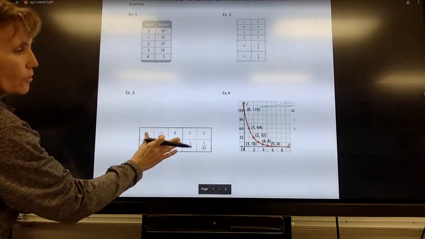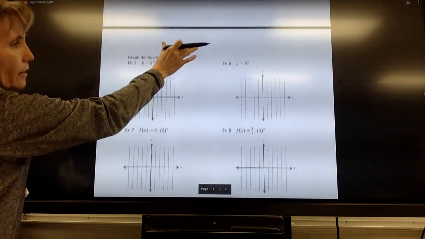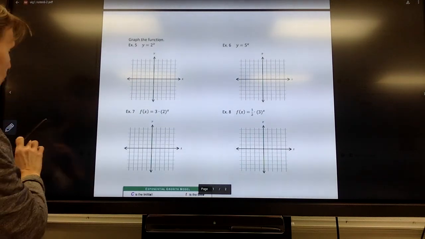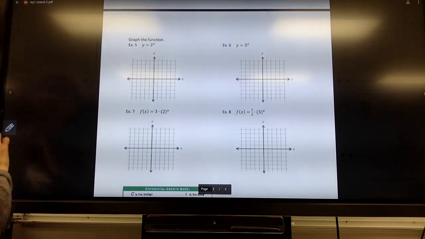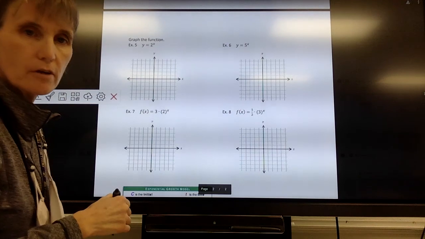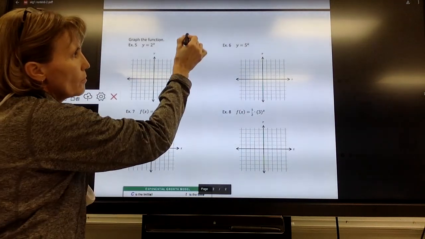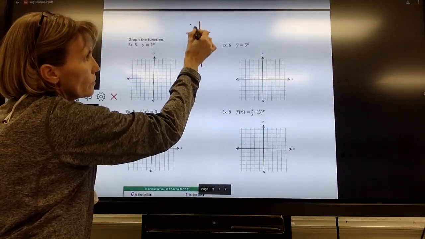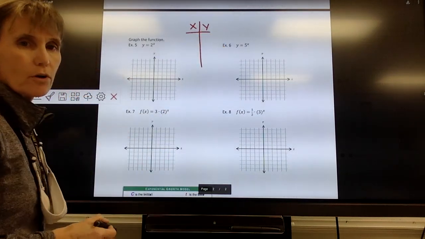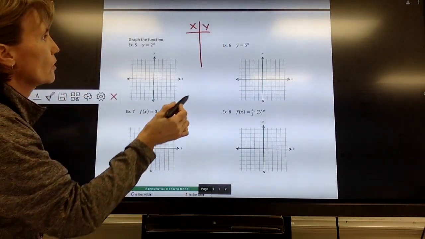Okay, so that's how you can tell whether something's a function or not. Then it's going to go on and it's going to ask you to actually do the graphing. Okay, and just like with any other graph, when we first started graphing in a previous chapter, we always started by making a table of values. And that's how we're going to graph these exponential functions. We're going to make a table of values.